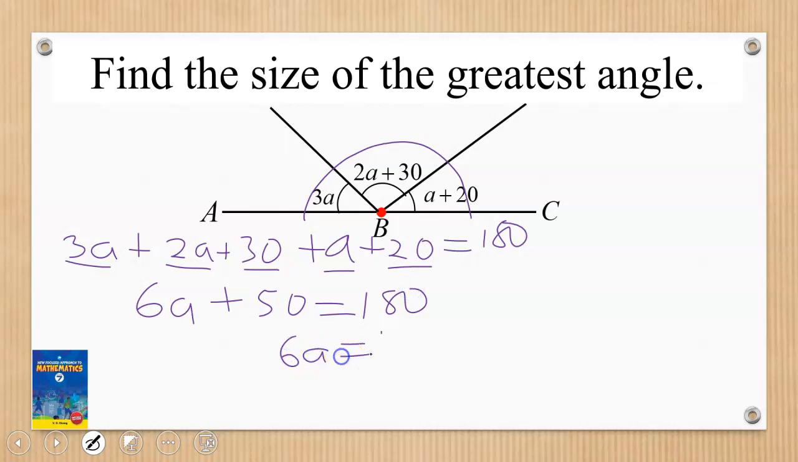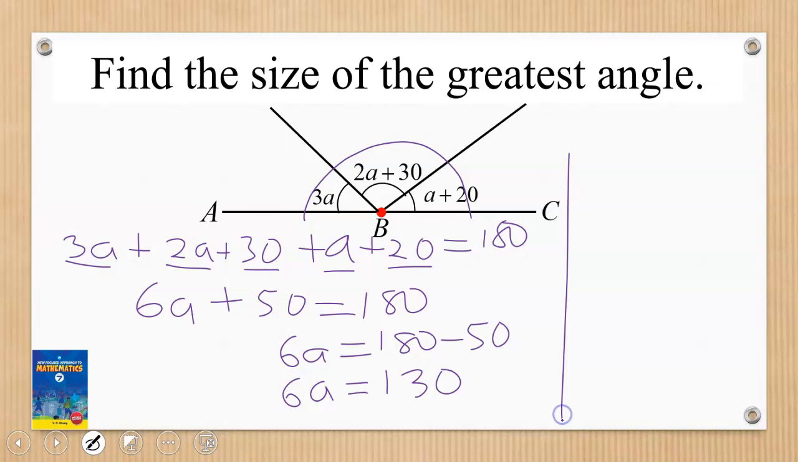Now, if we try making A the subject, we group like terms. So our 6A becomes 130. Now, if you divide both sides by 6, then we have A equals 130 divided by 6. And 130 divided by 6 should give us 21.666, right? So let's approximate that to be 22.